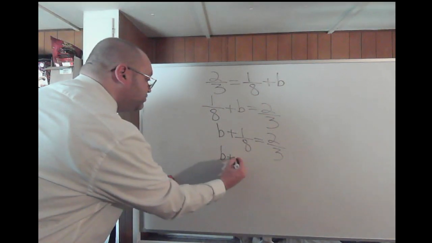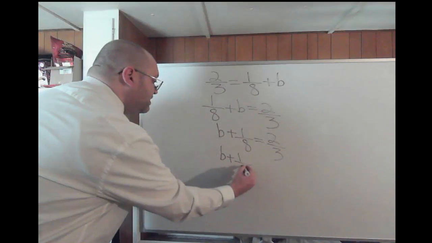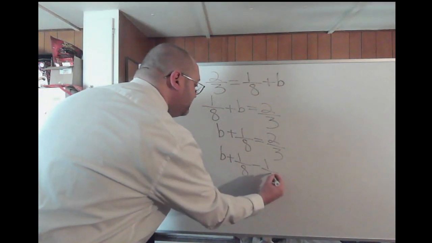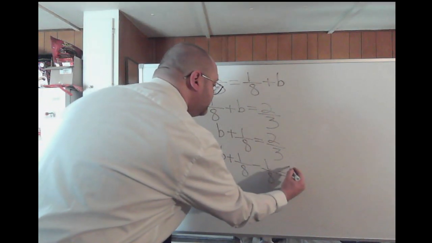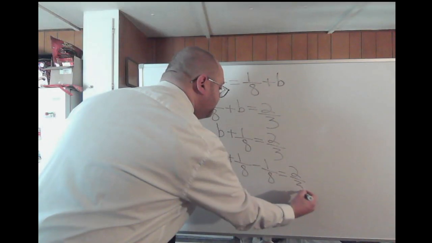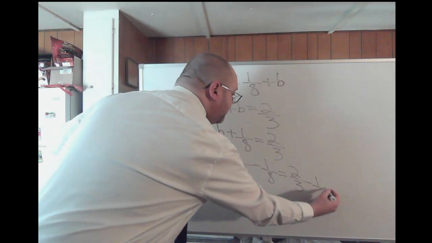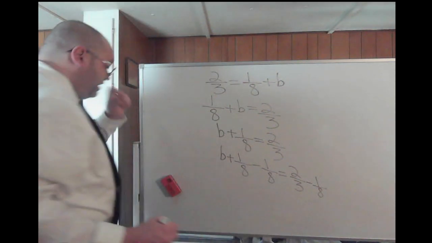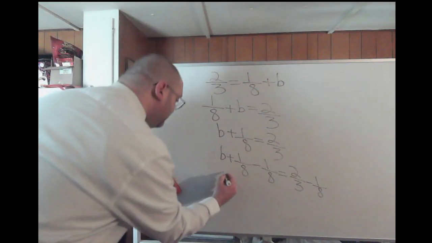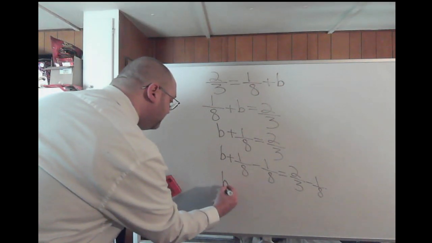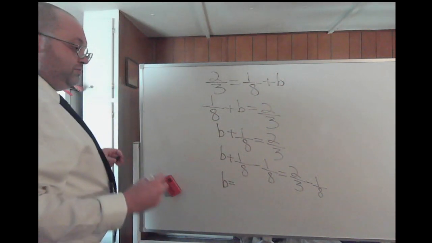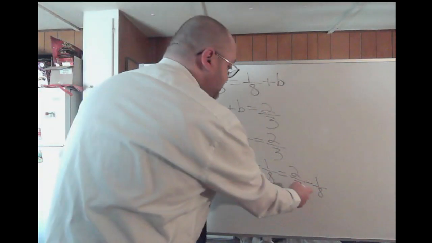So b plus 1/8 minus 1/8 equals 2/3 minus 1/8. Alright, well 1/8 minus 1/8 is 0. You got b by itself. So b is equal to 2/3 minus 1/8.